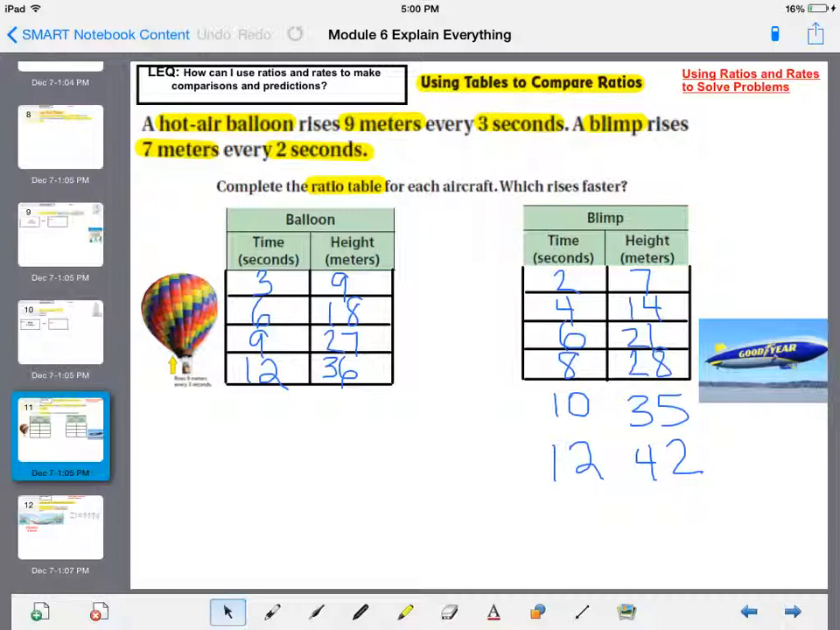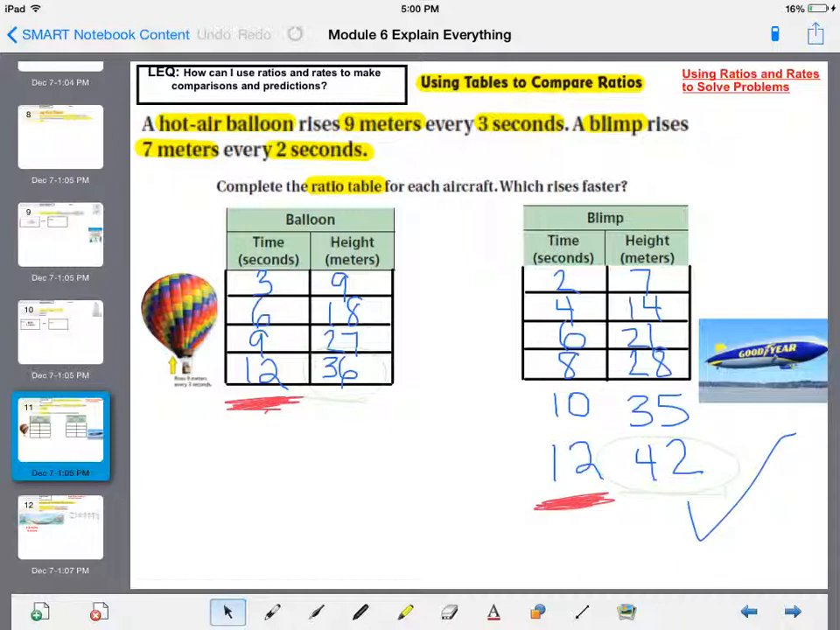So in addition to using that multiplicative relationship, you also did a great job of using the table to help you determine which aircraft rose faster. You looked at the 12 seconds for the hot air balloon and the 12 seconds for the blimp, and you said, well, at 12 seconds the hot air balloon was at 36 meters, whereas in 12 seconds, the blimp was at 42 meters. So the one that rose faster was the blimp.